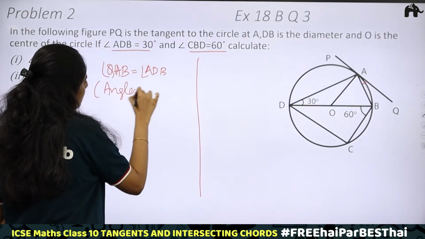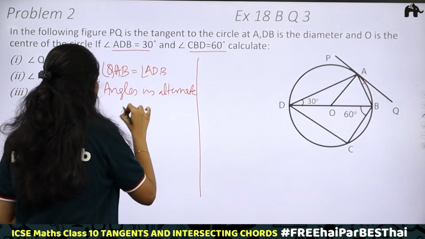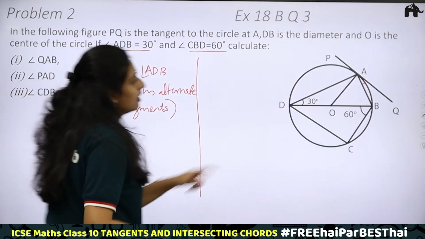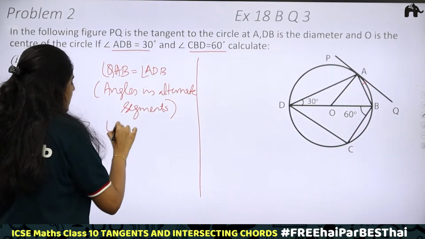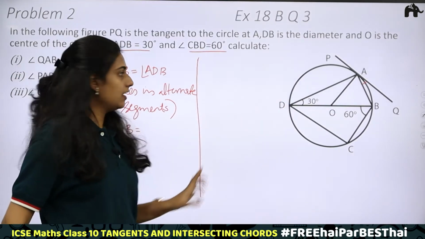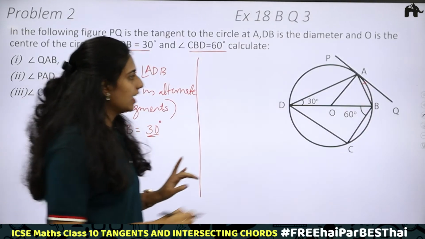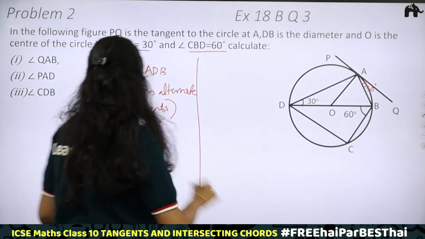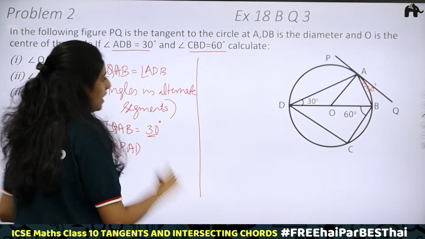Angles in alternate segments. Here we are taking the chord AB with respect to AB. What is the value of QAB then? Since ADB is equal to 30 degree, QAB is also equal to 30 degree. So we got the angle QAB and that is 30 degrees. Now the second one, we have to find PAD. Where do we have PAD?